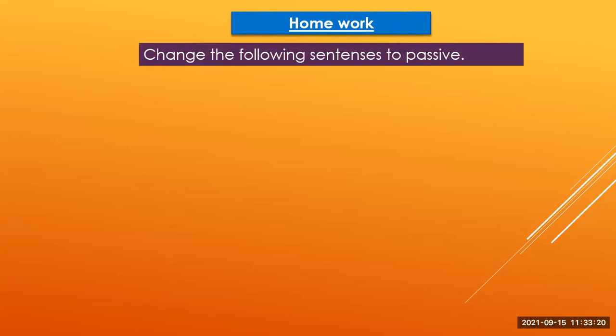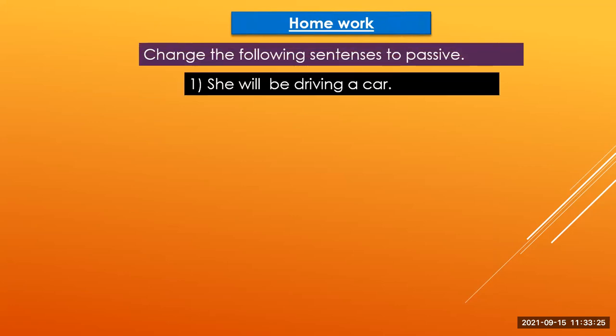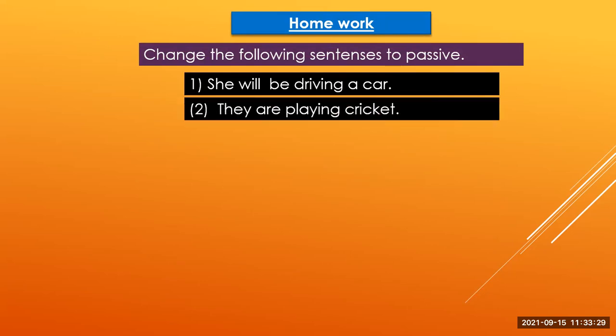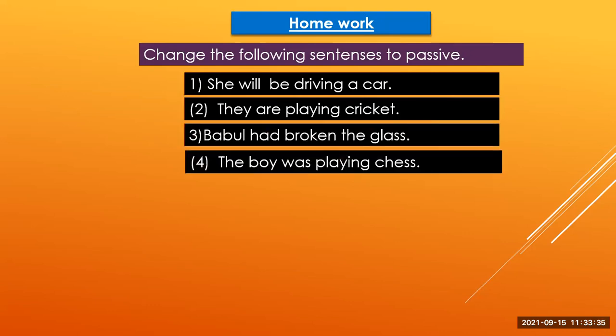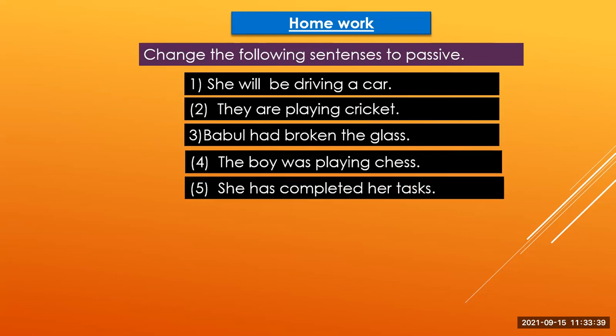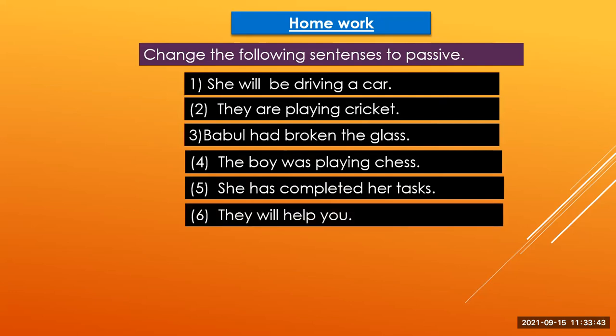Now, this is homework for you. Change the following sentences into passive. Number one, she would be driving a car. Number two, they are playing cricket. Number three, Babul had broken the glass. Number four, the boy was playing chess. Number five, she has completed her task. Number six, they will help you.